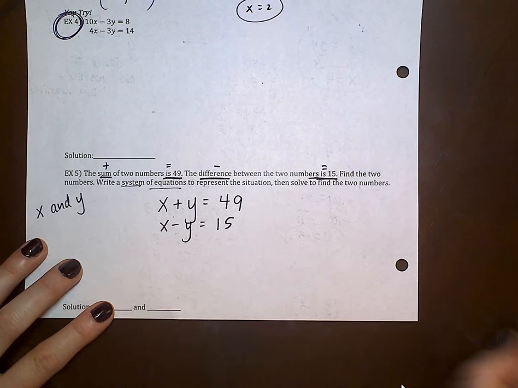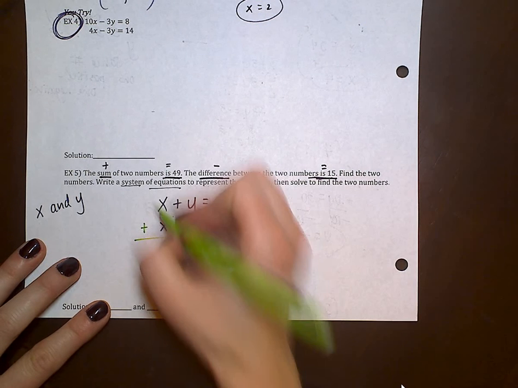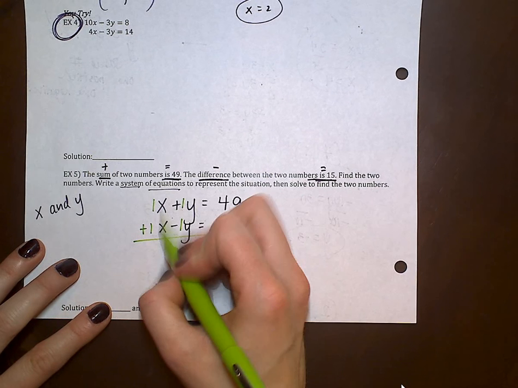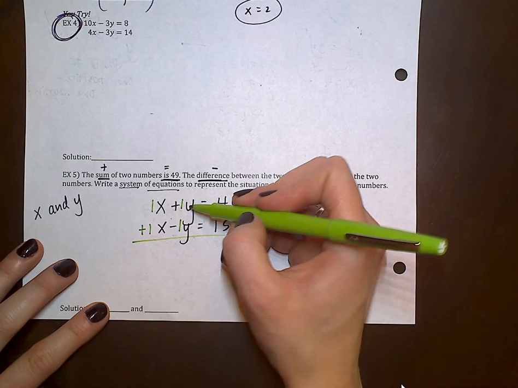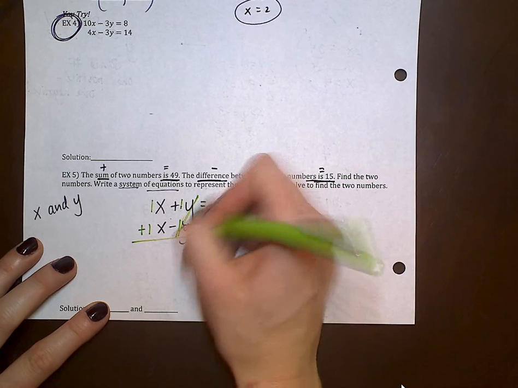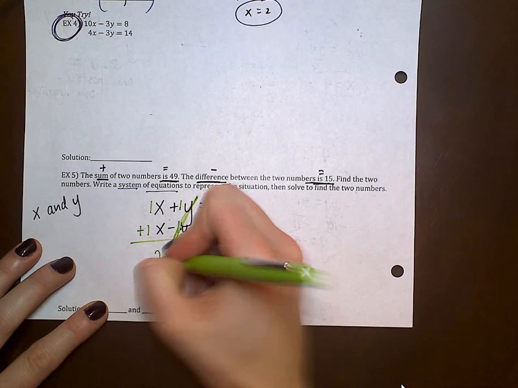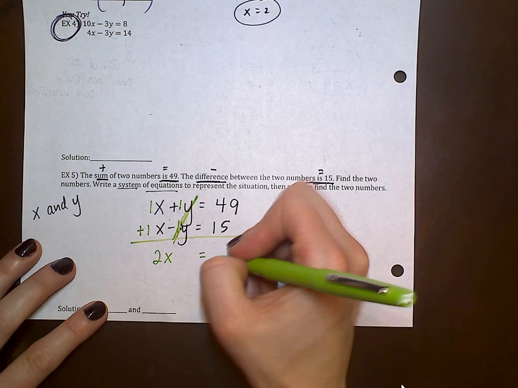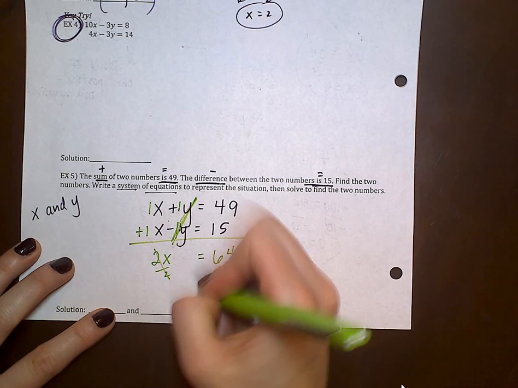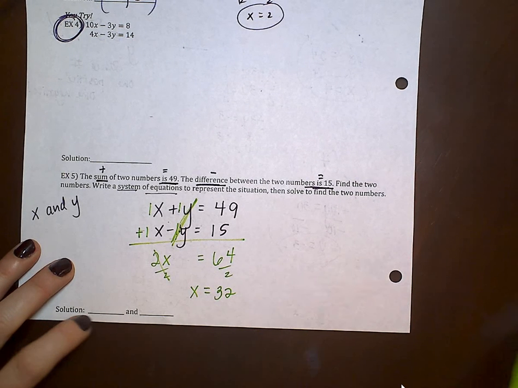If I just add the equations together, one of the variables is going to eliminate. And all of your coefficients here are 1s. In front of the x's, those are positive. In front of the y's, this is what's going to eliminate because it's positive 1 and negative 1. When I add those together, that's 0. 1x plus 1x would be 2x. And then 49 plus 15, that would be 64. So if I divide by 2, I have one of the numbers. It's 32. So there's half of my answer.